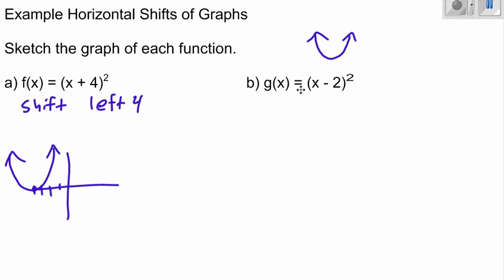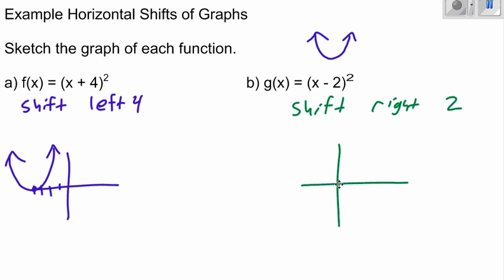Now g of x equals x minus 2 squared. That's going to shift to the right 2 units. Remember, it's opposite. Minus means to the right for horizontal shifts. So quick sketch, it's going to shift right 2, so instead of the origin being 0, 0, the vertex is now shifted to the right 2 units, and then we have our basic parabola.